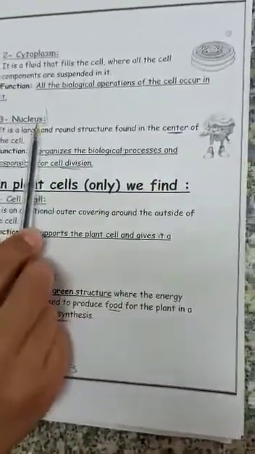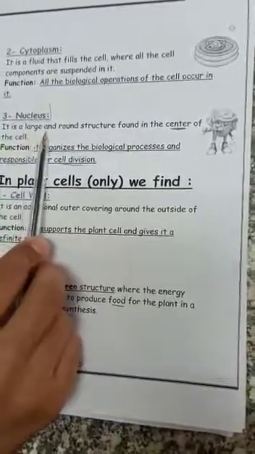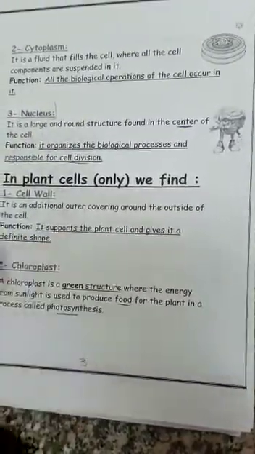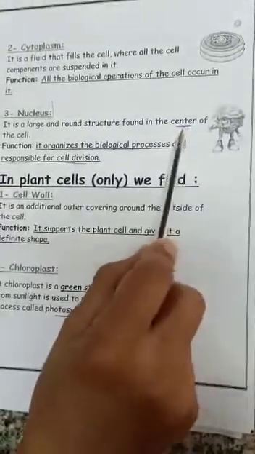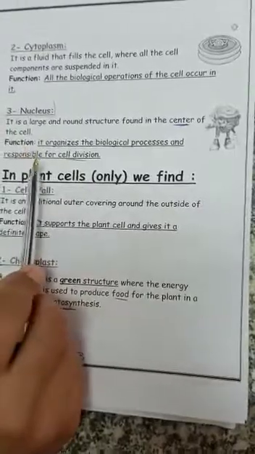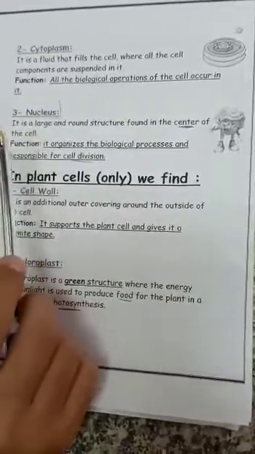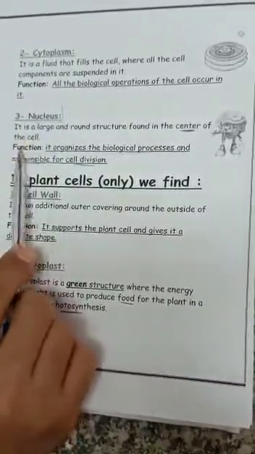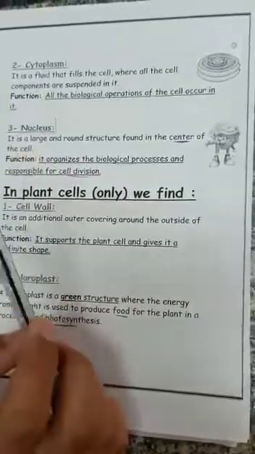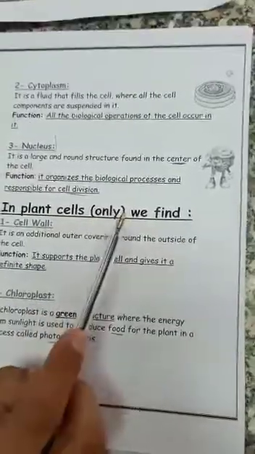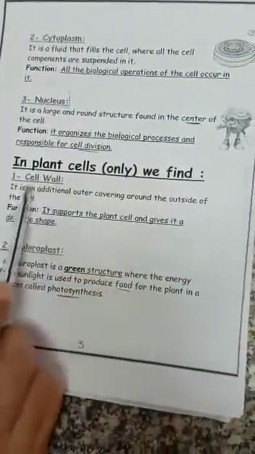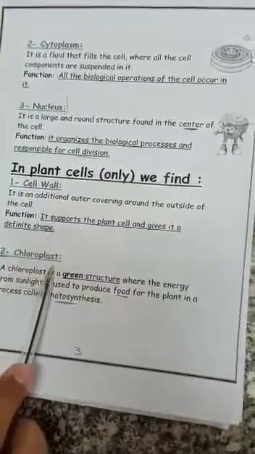Number three, nucleus. It is a large and round structure found in the center of the cell. And what is the function of the nucleus? It is responsible for cell division. In plant cells only, we find the cell wall and chloroplast.